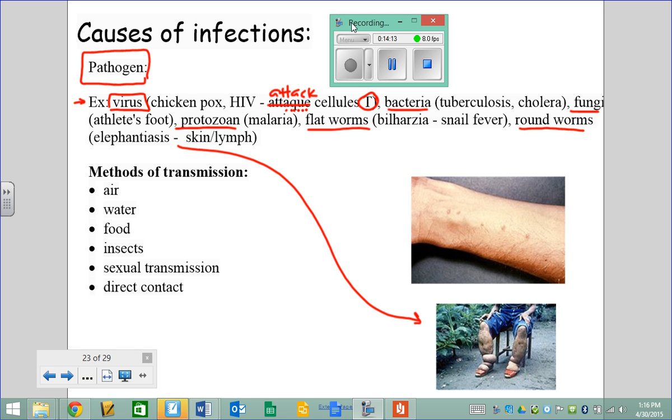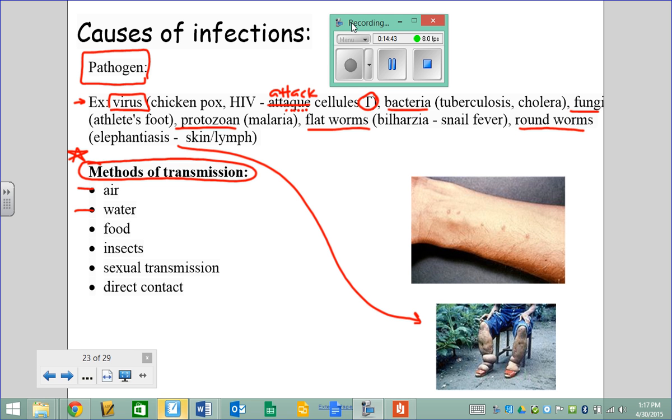Now, how do you get an infection? These are things that you should be able to give an example of. So, you could get an infection through the air. That's because bacteria, in particular, viruses, can be transmitted through the air. You could get an infection through water, by drinking in it, by bathing in it. Water could be a reason.